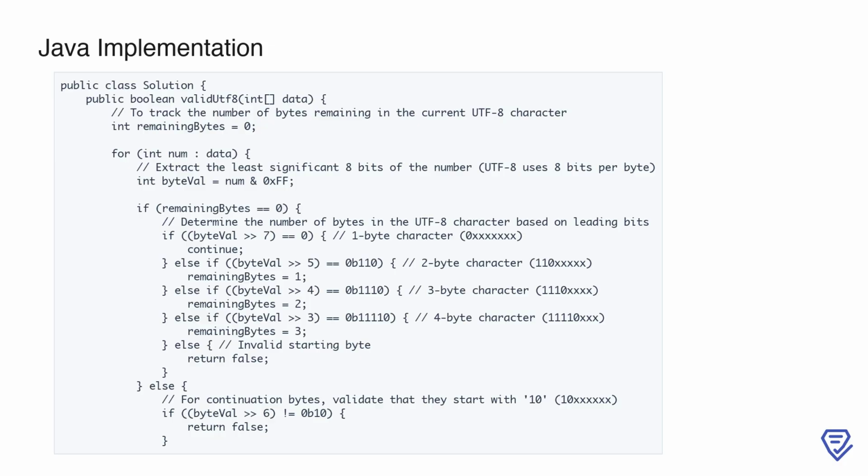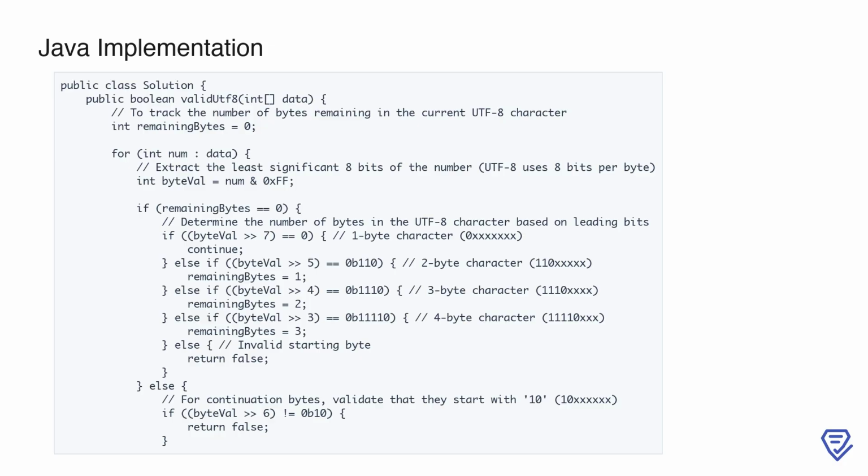For each number, we isolate the least significant 8 bits using number & 0xFF. This ensures we are only working with the relevant bits, as UTF-8 encoding utilizes 8 bits per byte. At this point, we check if remainingBytes is 0, meaning we're looking at the start of a new UTF-8 character. The number of bytes in a character depends on the leading bits of the current byte. If the most significant bit is 0, this represents a 1-byte character, and we simply continue to the next number.